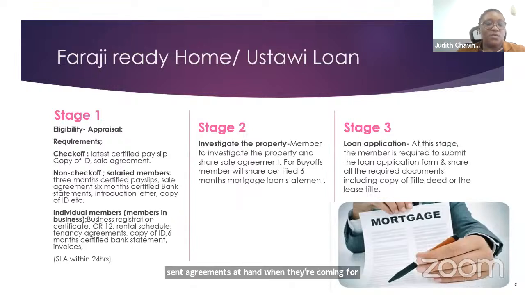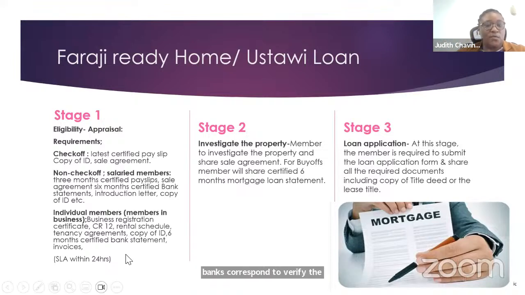Individual members, these are members who are in business, basically in business in general, whether in Kenya or even diaspora. We also require a business registration certificate, CR12. Those who have rental income, we need a rental schedule, tenancy agreement, copy of ID, 6-month certified bank statement, and invoices. These are basically for those who have businesses and are paid by invoices. We'll just sample a few and confirm with the bank credits just to verify the cash flow.